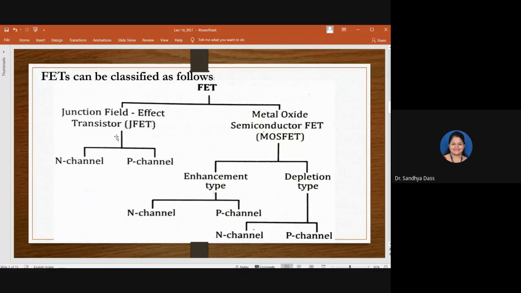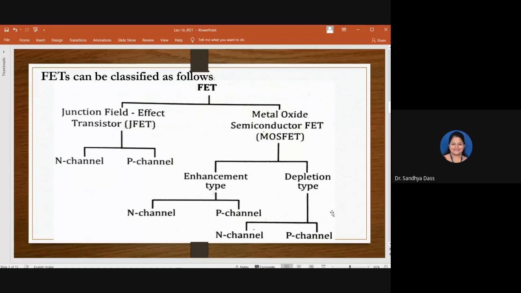JFET has two types, N channel and P channel. MOSFET, based on the type, is enhancement type and depletion type. Both types again have two types in terms of operation, the N channel and P channel, in both the enhancement type and depletion type. This is the broad classification of FETs, which you should be familiar with and will be studying in the following classes.